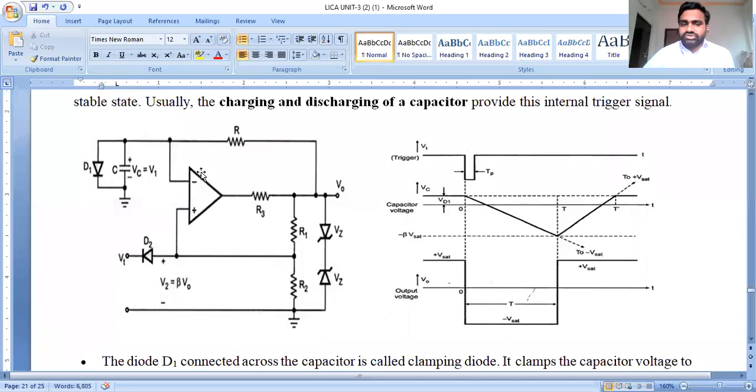But the difference is we don't use any external input supply. The input of this operational amplifier is taken from the output of the operational amplifier with the help of this RC pole pair, and that is fed as an input to the comparator in this operational amplifier. The capacitor charging and discharging is controlled with respect to this diode.